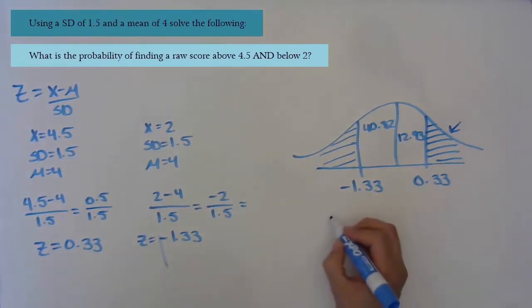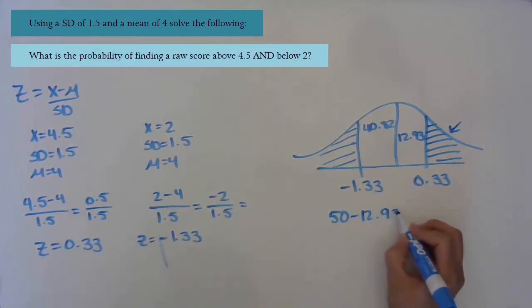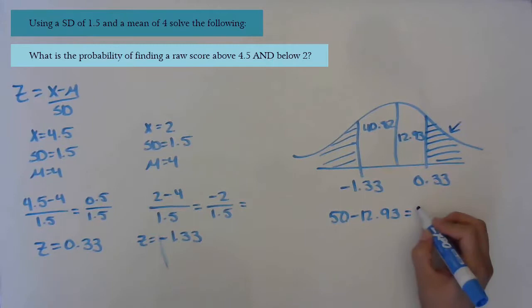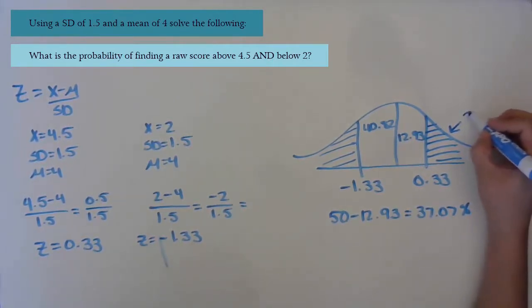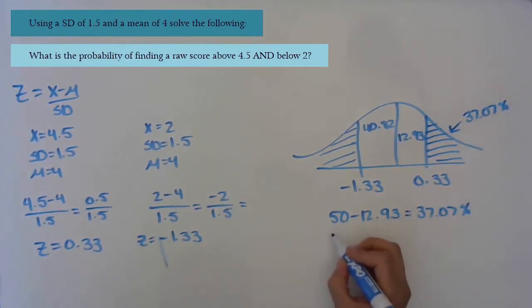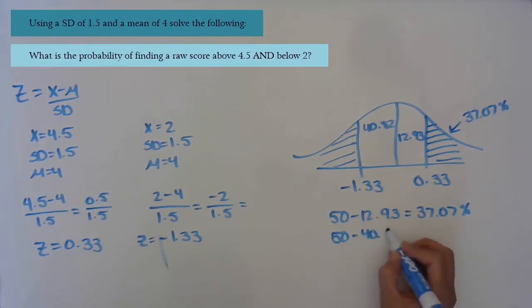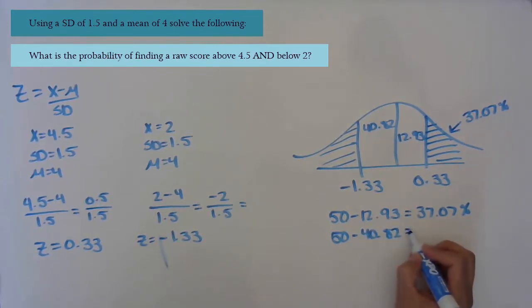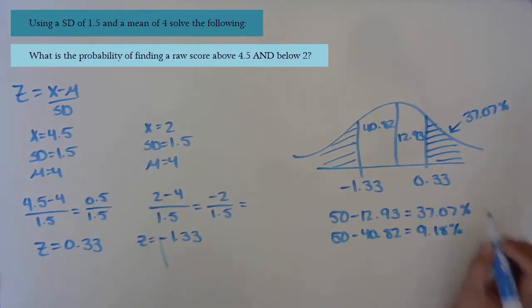Okay. So we will have 50 minus 12.93, and that is going to give us 37.07%. Okay, so this area here is 37.07%. Okay, and then for the second one, we are going to take 50 and take away 40.82. That is going to give us 9.18%.